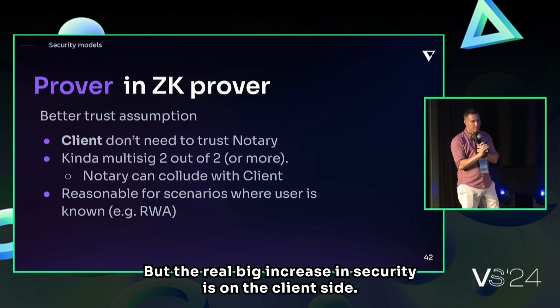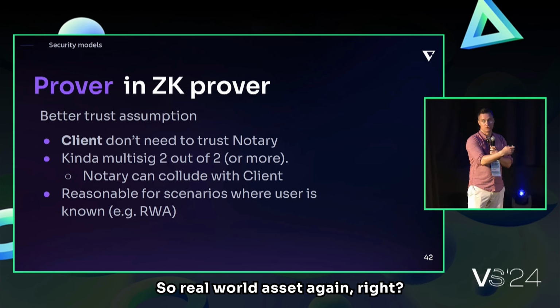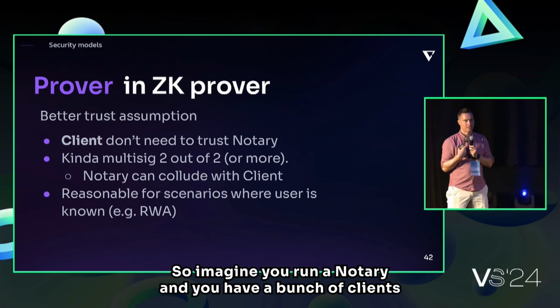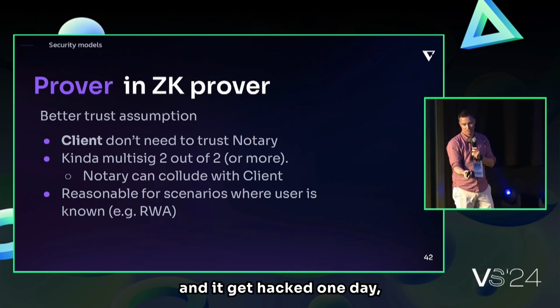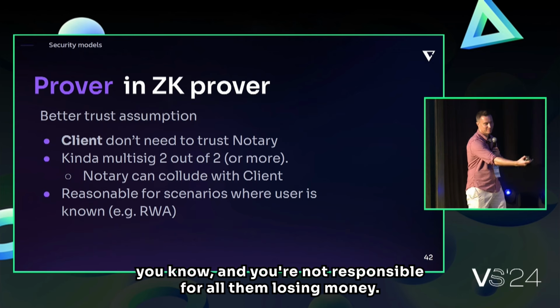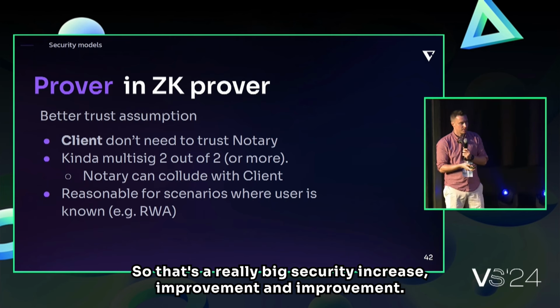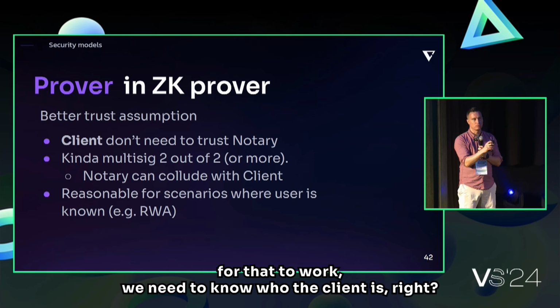But the real big increase in security is on the client side. The client, talking about HTTP clients, so real-world assets again, right? Because now the notary cannot do anything without the client. So imagine you run a notary and you have a bunch of clients and it gets hacked one day, and you're not responsible for all of them losing money. That's a really big security improvement. And one thing is important: for that to work, we need to know who the client is, right?